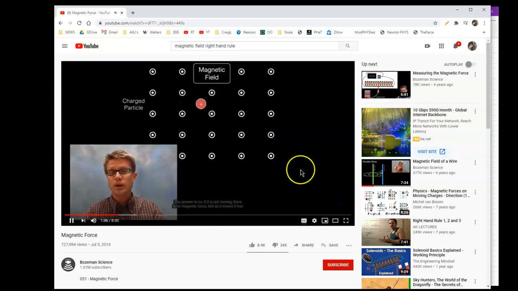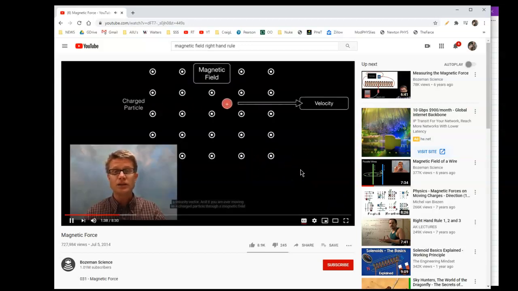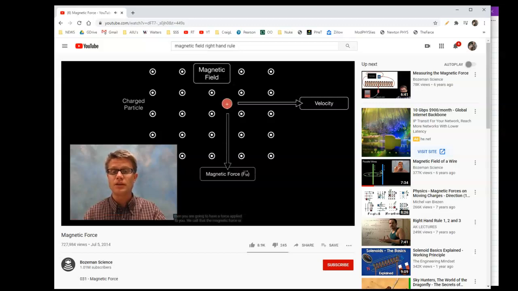There's no magnetic force. But as it moves, it has a velocity vector. And if you're ever moving as a charged particle through a magnetic field, then you're going to have a force applied to you, and we call that the magnetic force, or F sub m.